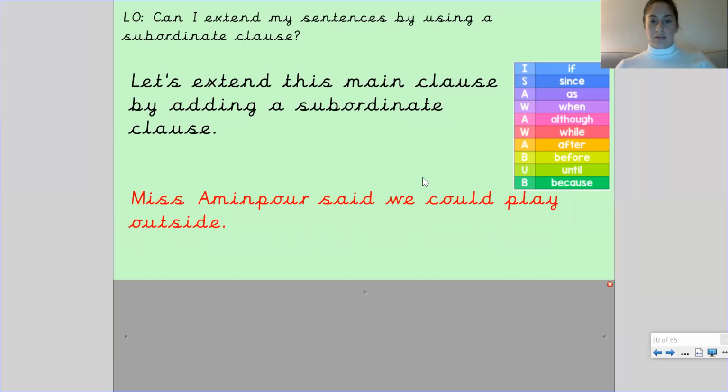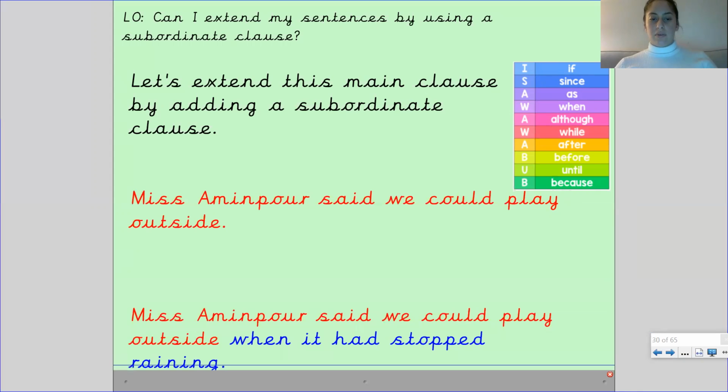Let's look at another example. Miss Amanpour said we could play outside. Which one of these subordinating conjunctions could you use? You could, for example, say, Miss Amanpour said we could play outside after we finished eating our lunch. Here's another example. Miss Amanpour said we could play outside when it had stopped raining. So here you've got two examples, one with after that I said to you, and one with when.